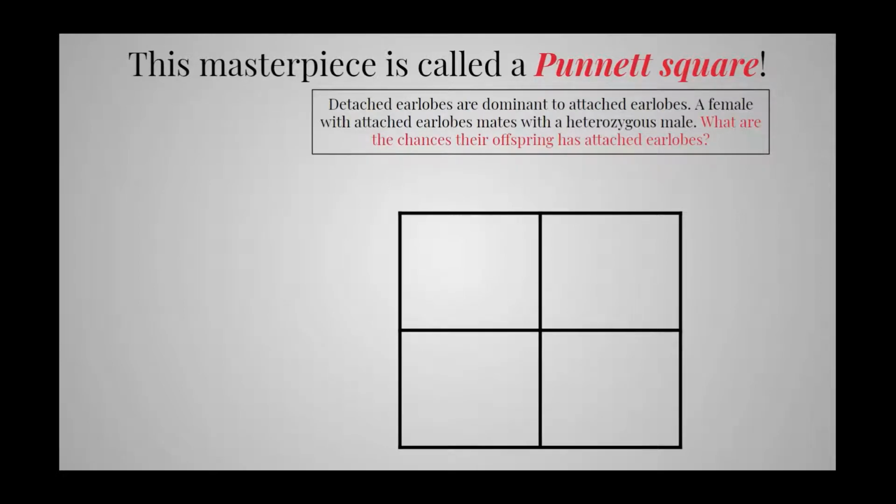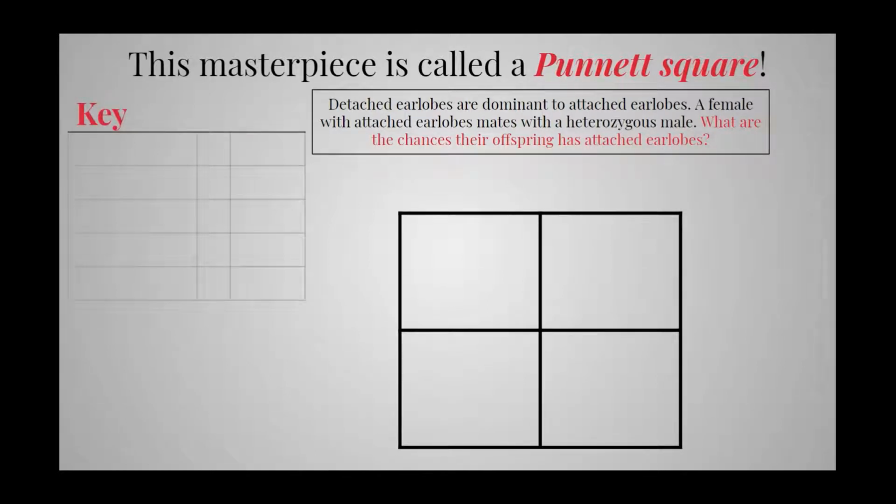So here's our question. Detached earlobes are dominant to attached earlobes. A female with attached earlobes mates with a heterozygous male. What are the chances their offspring has attached earlobes? So at this point, we may not have any clue where to start, but if you've been attending our live lessons, then you definitely know that a key is always a great place to start.